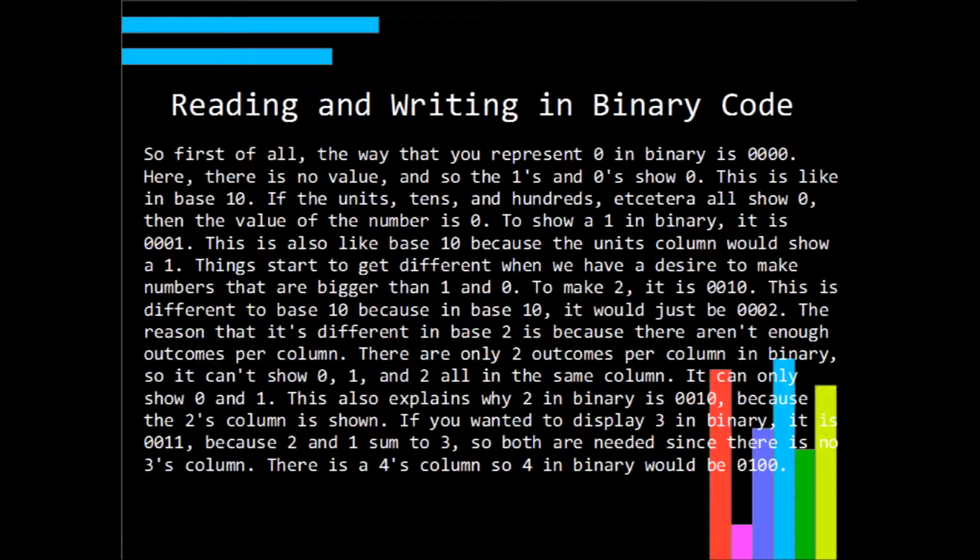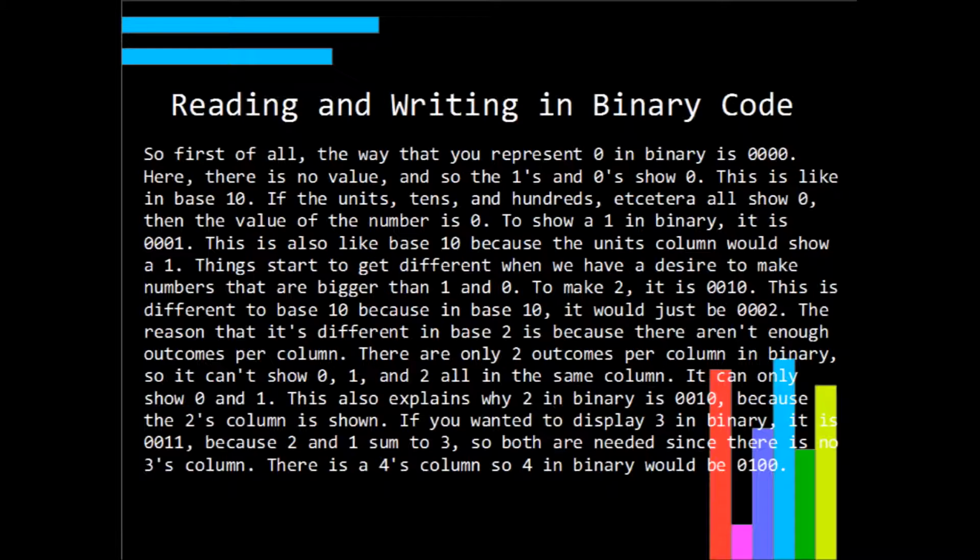This is like in base 10. If the units, tens and hundreds, etc., all show 0, then the value of the number is 0. So, for example, in base 10, if you wanted to show 19, you have a 1, then a 9. If you wanted to show 0, you'd have a 0 and a 0. The 0 and the 0 are exactly the same in binary, and that's all I wanted to say there.